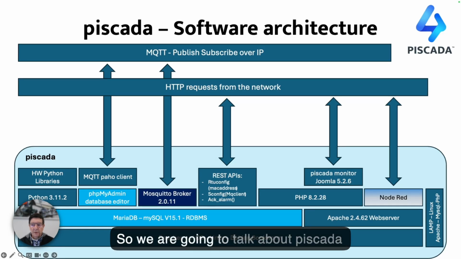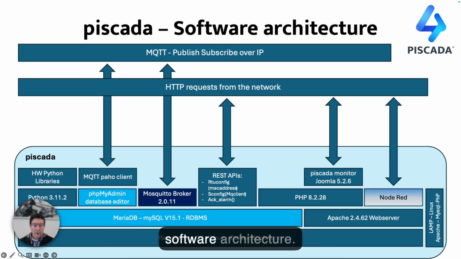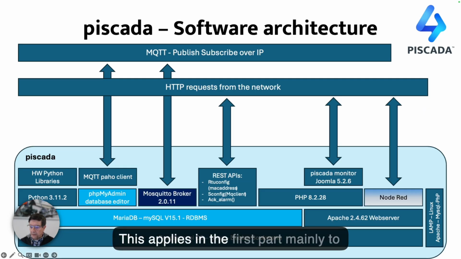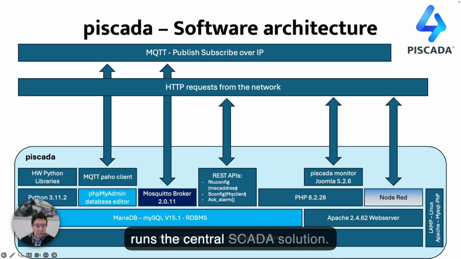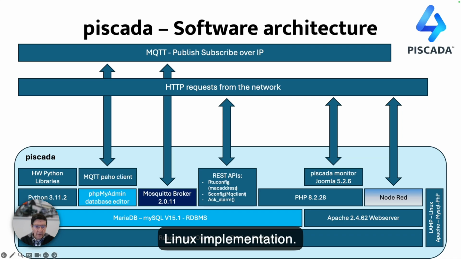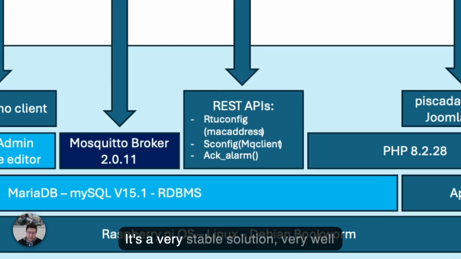So we're going to talk about piscada software architecture. This applies in the first part mainly to the piscada master, so the unit that runs the central SCADA solution. The foundation is the Raspberry Pi Linux implementation. It's a very stable solution, very well applied in the real-time world, and it's the base for all the solutions that use Raspberry computers.